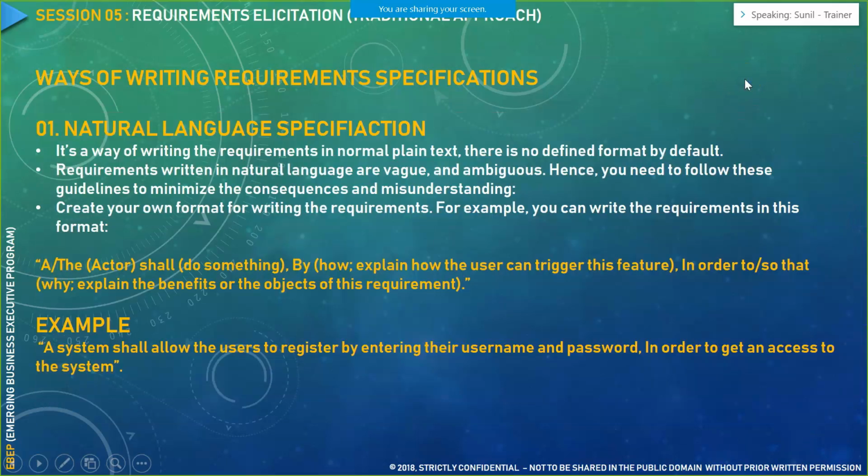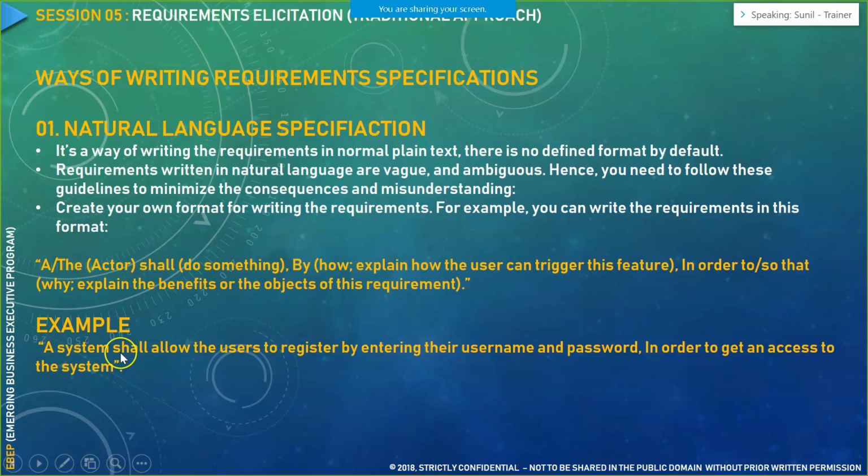Now if we consider example by example, the natural language specification requirement looks something like this. This is the dummy format or the blueprint wherein we write the actor shall do something by how, explain how the user can trigger this feature, in order to, so that why, you need to explain the benefit or the objective of the requirement.